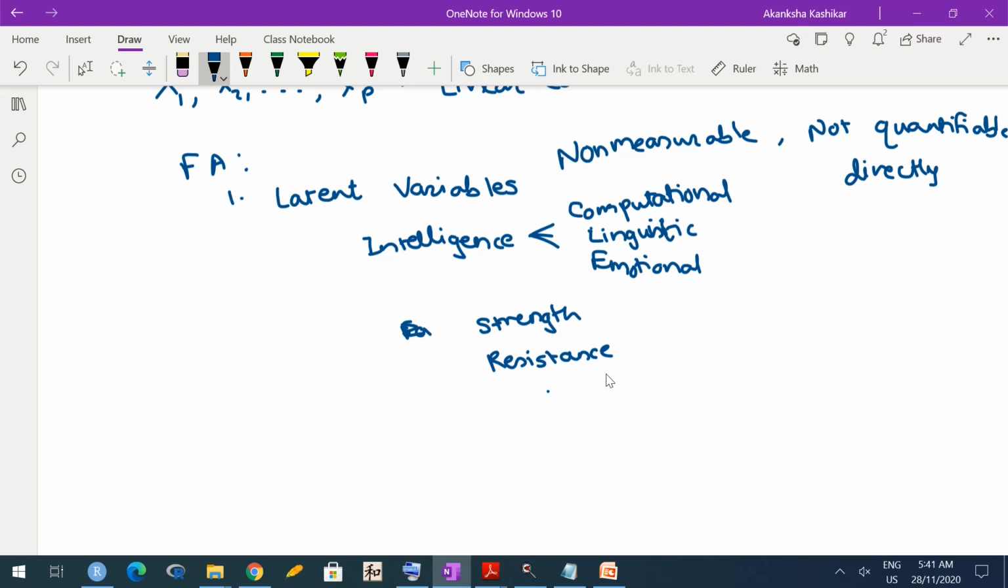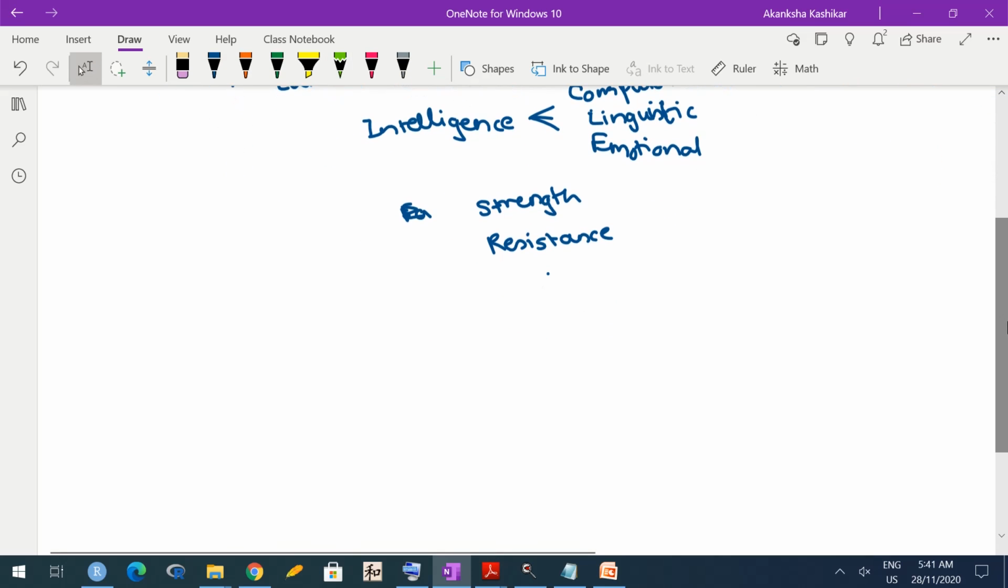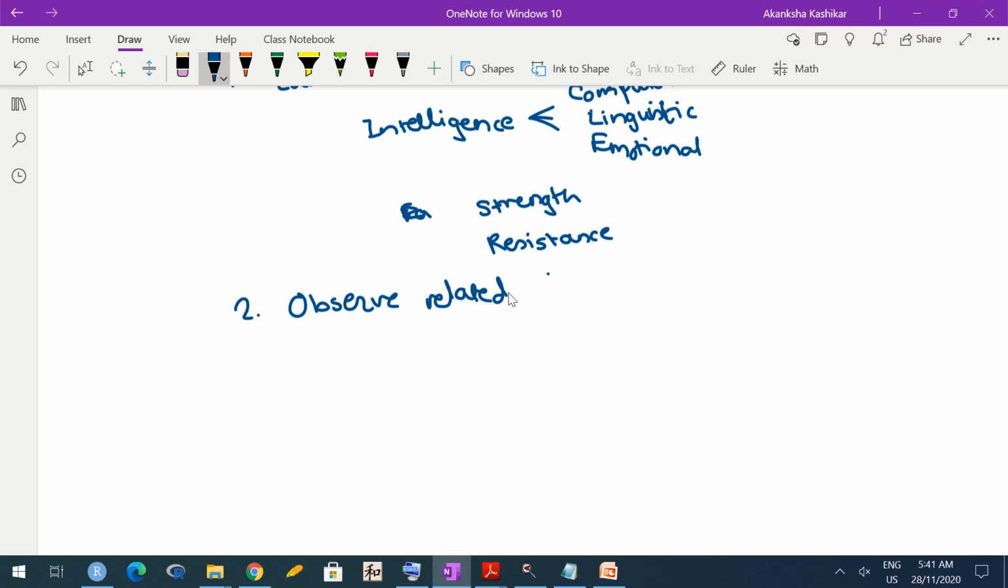Okay. Now, these latent variables are then expressed in the form of a mathematical equation. Okay, so what we do is, I don't know intelligence, but then I try to think what are the other things which I can measure and which may be related to intelligence, so that the values of the measured things can give me some idea about intelligence. Okay, so what we do is, we observe related quantifiable variables. Okay, we observe other variables which are related and which are quantifiable.